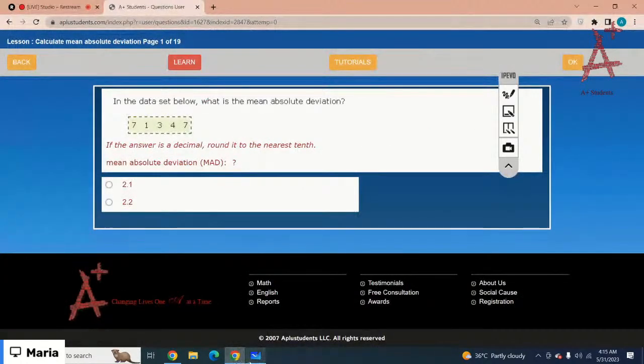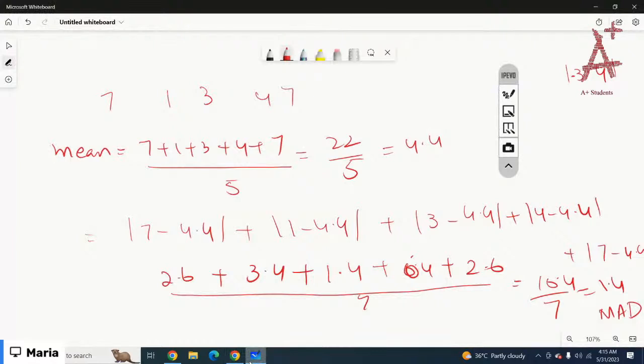Hmm. Hold on. Let me just check. Okay, 7 minus 4.4. 1 minus 4.4. 3 minus 4.4. That would be 1.4. 4 minus 4.4.